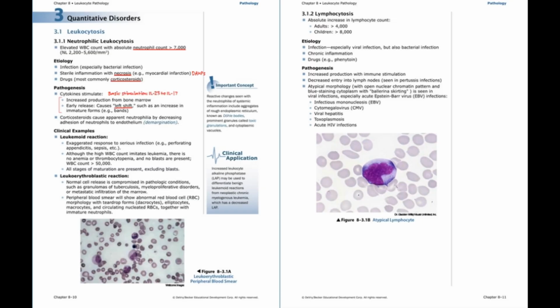The basic differential for your neutrophils that are very high in count is going to be leukemoid reaction versus the neoplasm chronic myelogenous leukemia. Leukemoid reaction is an exaggerated response to serious infection. And we're talking serious systemic infections such as a perforated viscus of appendicitis or sepsis. Although that white count might mimic leukemia, remember that the marrow is still normally functioning, so you're not going to see decrease in other cell lines such as anemia or thrombocytopenia.